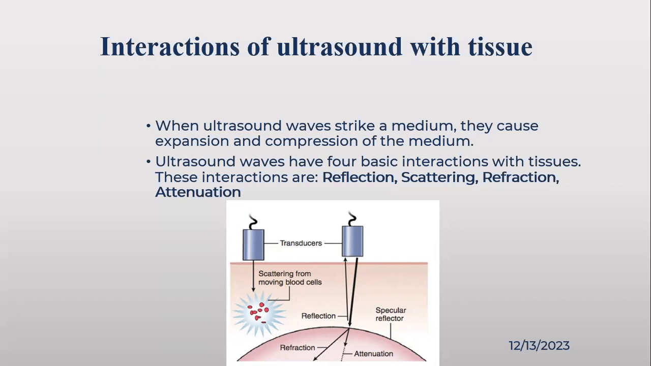We name them reflection, scattering, refraction, and attenuation. From here you can see that if you are sending ultrasound and the ultrasound returns back to you, we name it reflection, which is the most important one, the major interaction that leads us to make the images from the ultrasound. And when you send ultrasound and it goes in different directions, like these spikes here, that means you will have scattering.